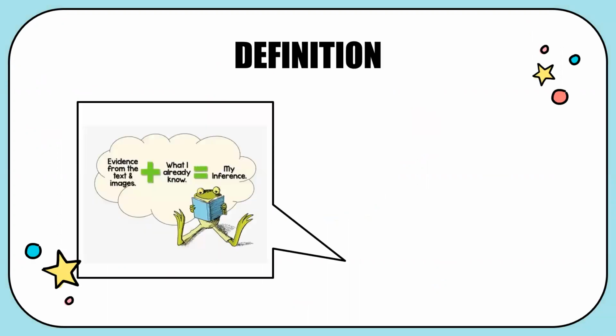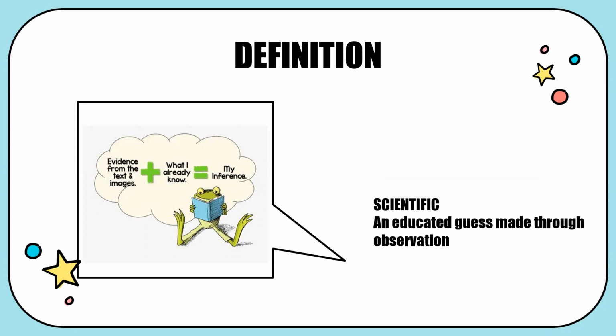So here you can see in this picture that while reading a book, the reader not only looks for evidence from the text and images that is mentioned in the book, but also refers to his background information, that is what he already knows about the particular topic. And this results in the logical reasoning or the logical understanding of what the writer is trying to convey. So herein we can say that the scientific definition of inferencing refers to an educated guess made through observation, and the literary definition refers to using clues to figure things out.